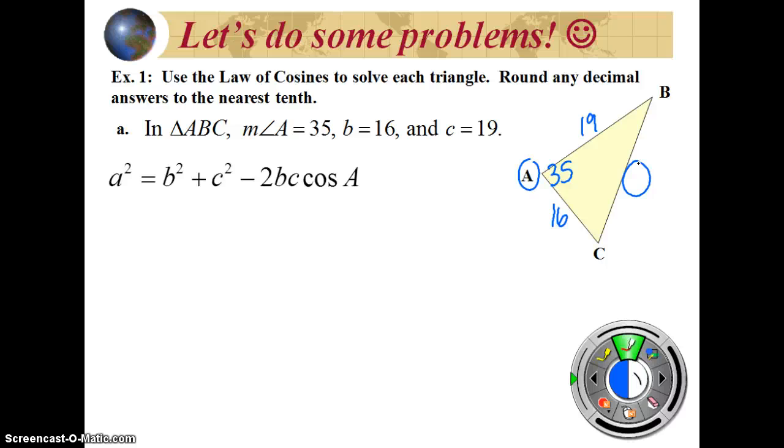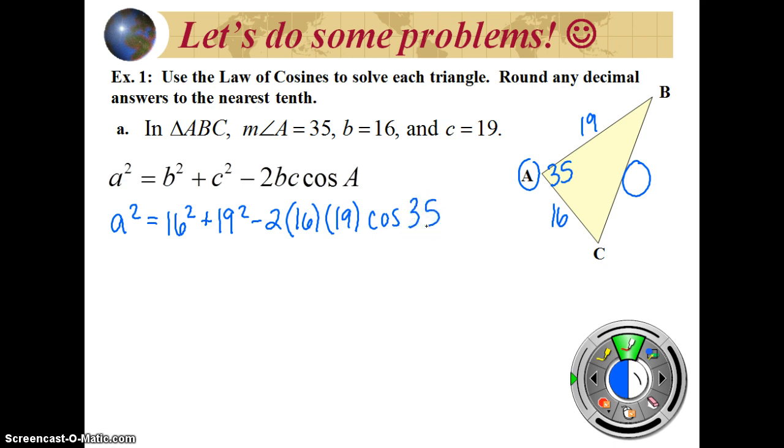So whatever angle you are given, that's what side is going to be on the left-hand side of your equal sign. So let's start filling out the formula. I don't know a, so I'm going to write a squared is equal to b is 16, so that's 16 squared, plus c, which is 19, so that's 19 squared, minus 2 times b, which is 16, times c, which is 19, times the cosine of angle A, which is 35.